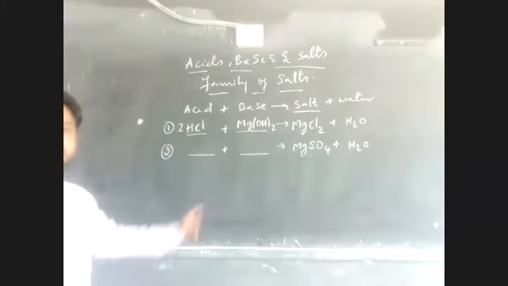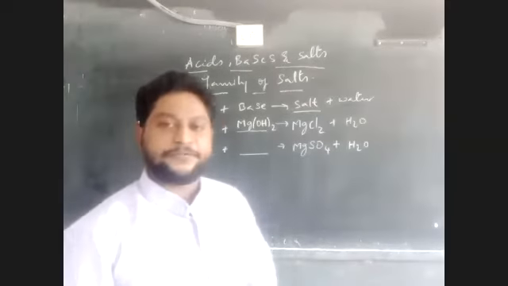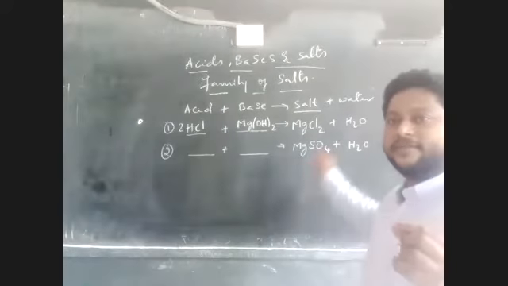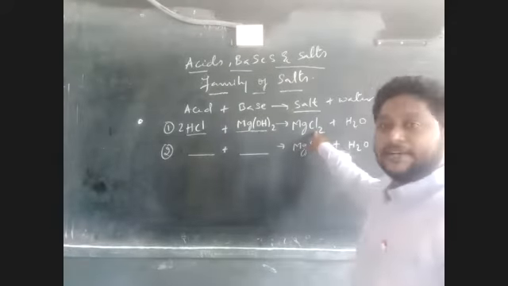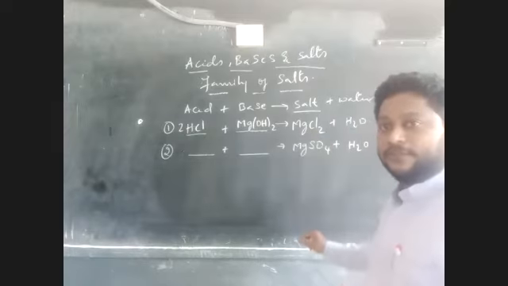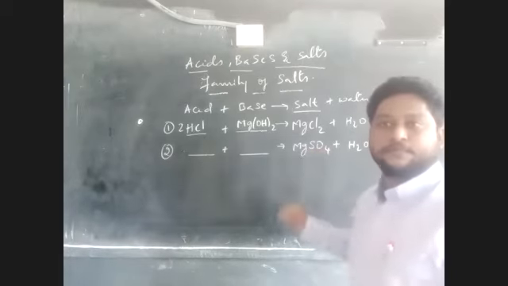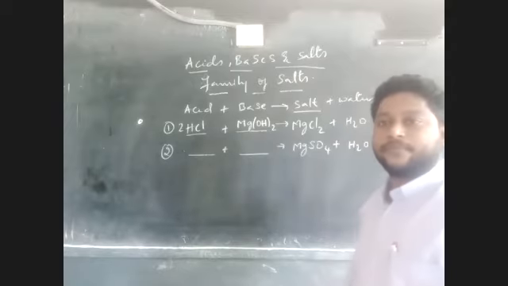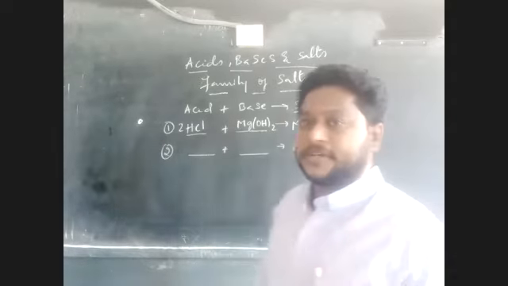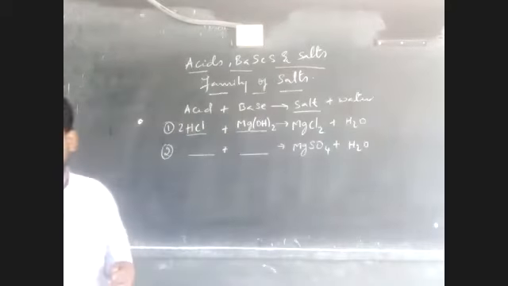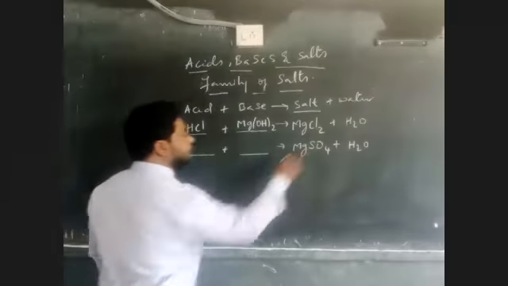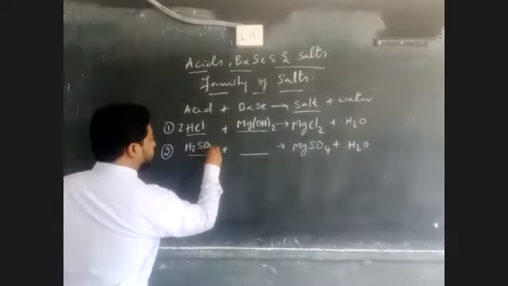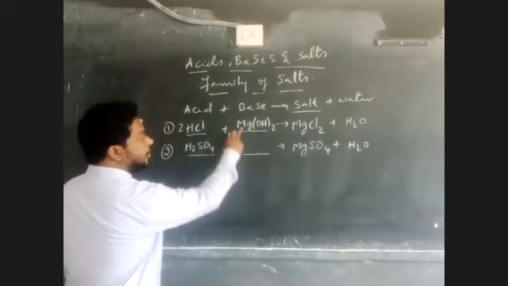Now identify the acid and base. What I told in case of MgCl2, in which acid you will see chlorine. Now, in which acid will you see SO4? I hope you are trying. Yes, very good. SO4 will be present in sulfuric acid, that is H2SO4. Now, Mg is already there.